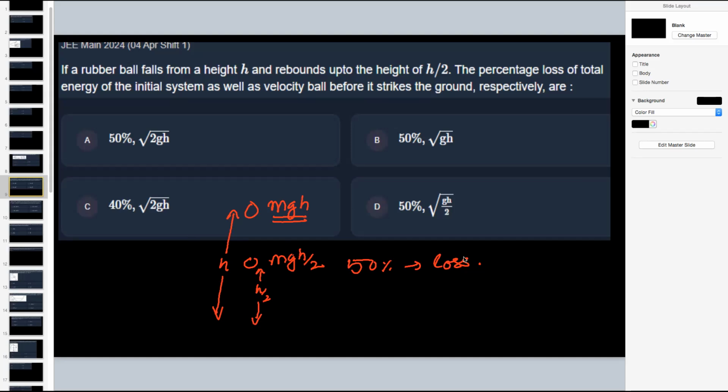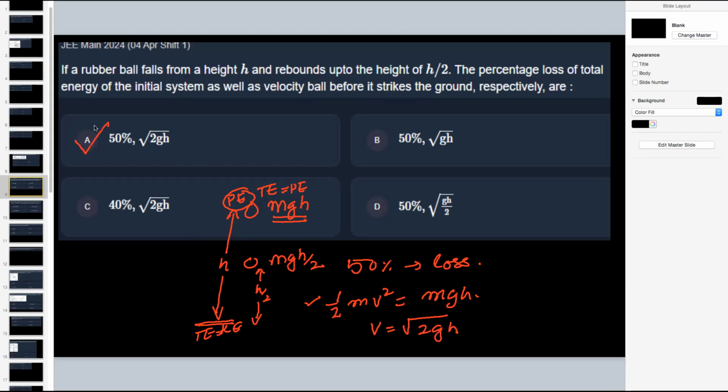If you remember the formula, V equals root 2gh, or by applying the law of conservation of energy, half mv square is mgh. This is the kinetic energy on the ground, and this is the potential energy. This is the total energy. At maximum height, it has kinetic energy 0, total energy is equal to potential energy. When it reaches the ground, potential energy is 0, the total energy is equal to kinetic energy. Using this, we can write V equals root 2gh. So this is the correct option.